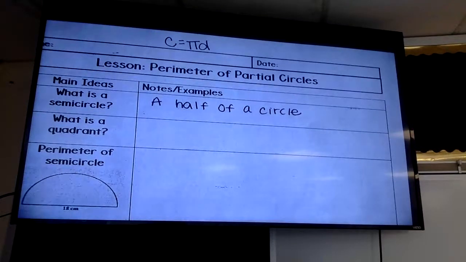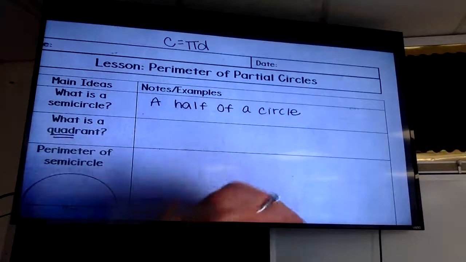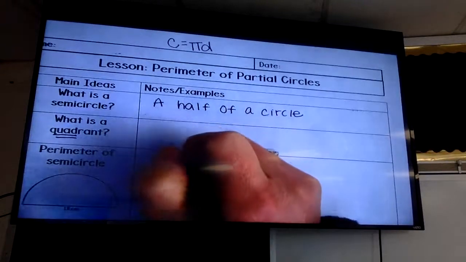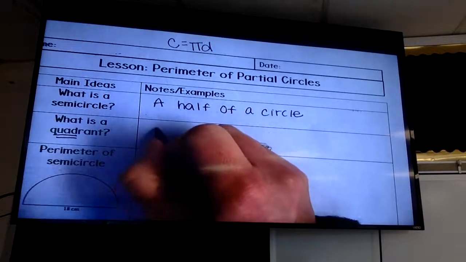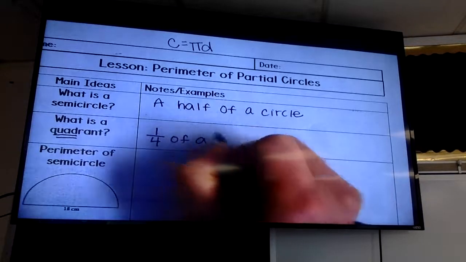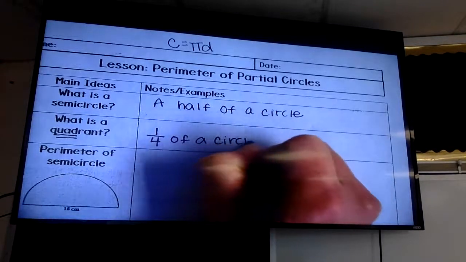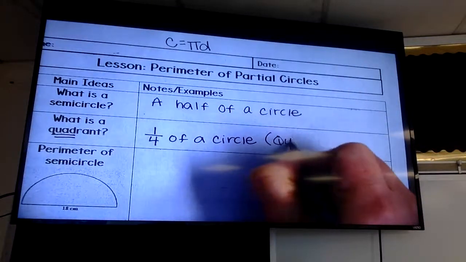And what is a quadrant? A quadrant, think about what quad means. Quad, like quadruplets, that would mean 4. So a quadrant is 1/4 of a circle, or a quarter of a circle.